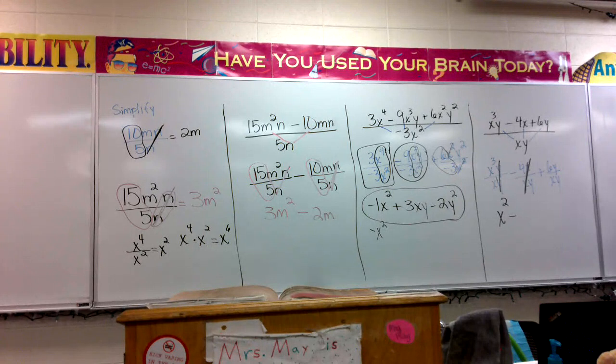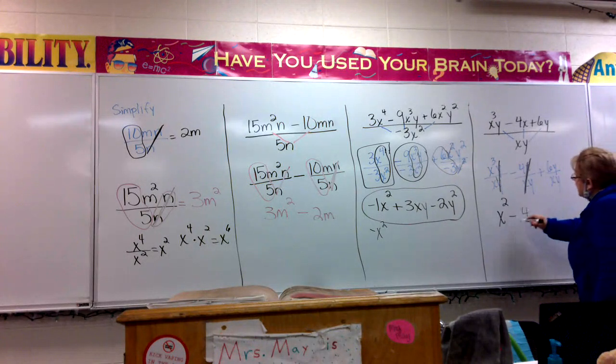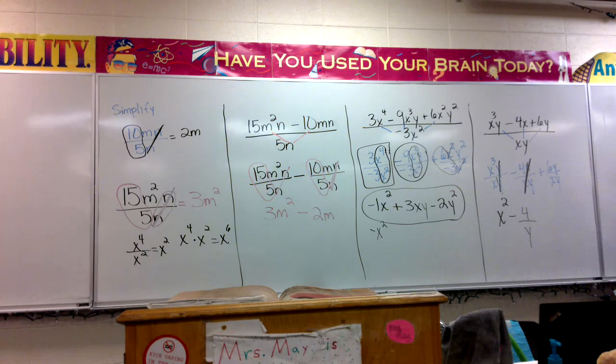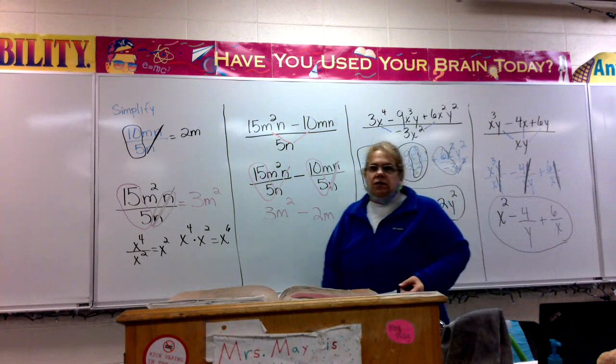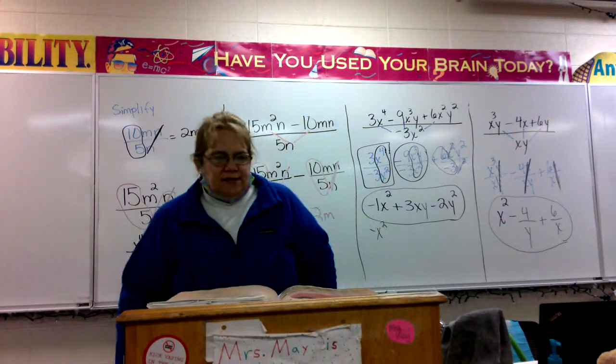Minus 4. Yeah, this one, it's okay. It's all right to have something left in the denominator. And I just want to make sure you saw one like that. Here, the y's cancel. So you just get 6 over x. So believe it or not then, this is your simplified answer. Does that make sense?